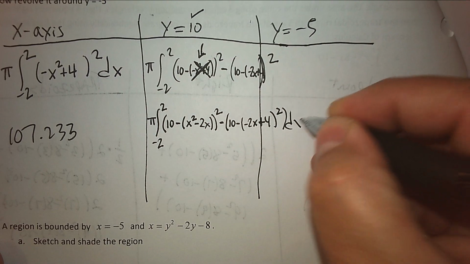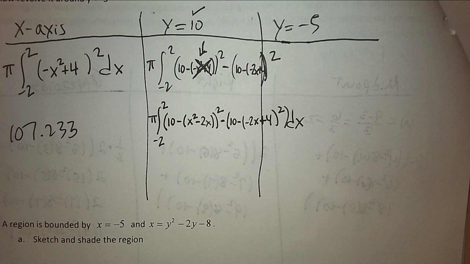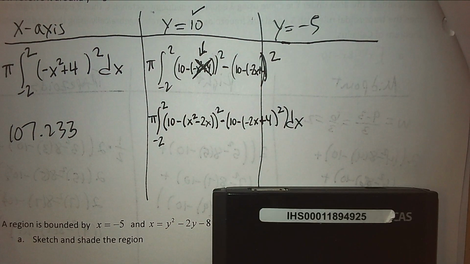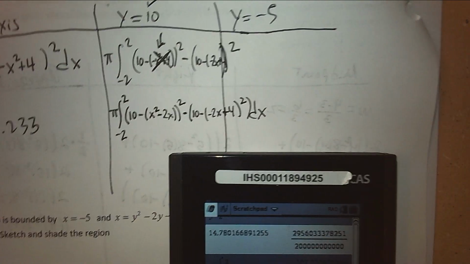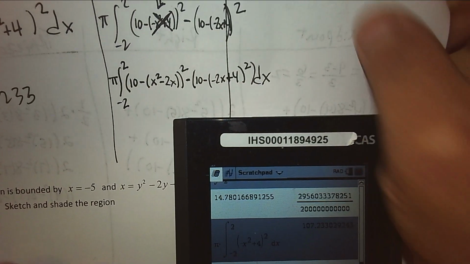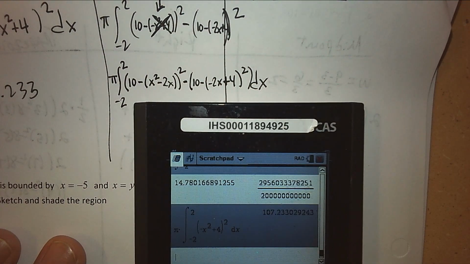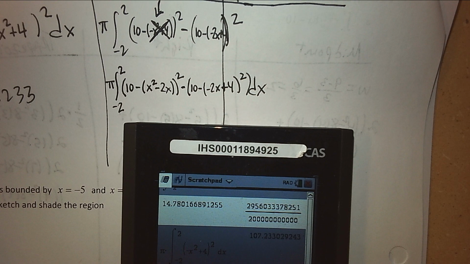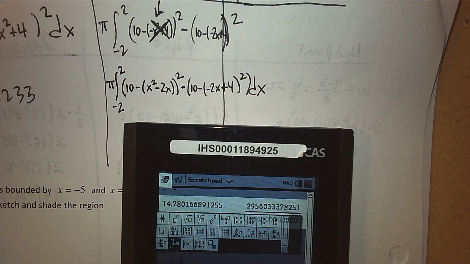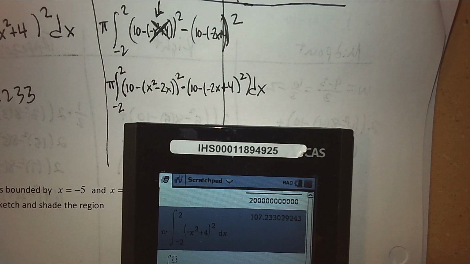All right, use your calculator. The big radius and the small radius. Everyone should be practicing using their calculator here. So, we're going to start with pi, and then we're going to integrate, again, from -2 to +2.